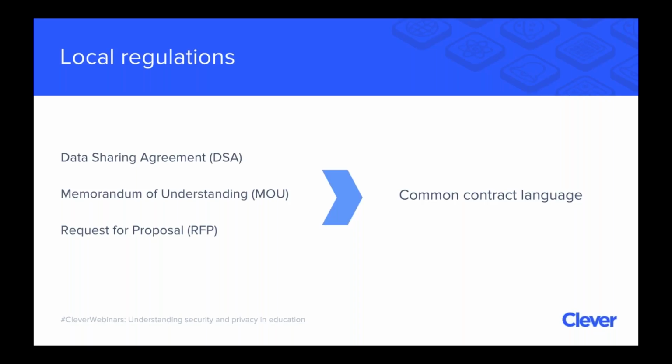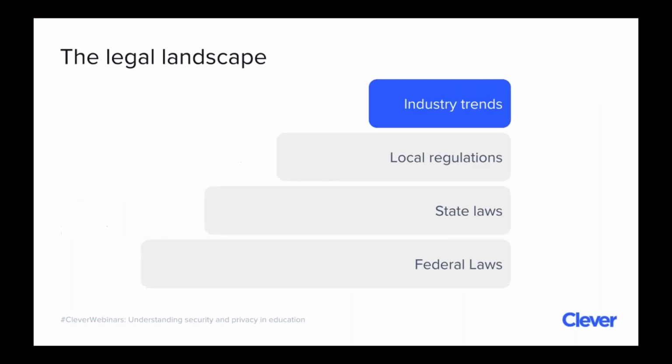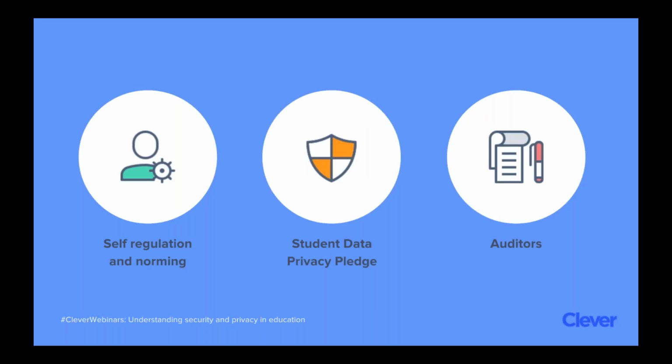So while contracting is important to keep an eye on, there's one last bucket that we'll touch on quickly: industry trends. And of course, there's 3 big industry trends worth noting today. The first is that EdTech is starting to self-regulate through interest groups, like the Cloud Security Alliance. Second, the industry is coalescing around certain minimum requirements for student data privacy.